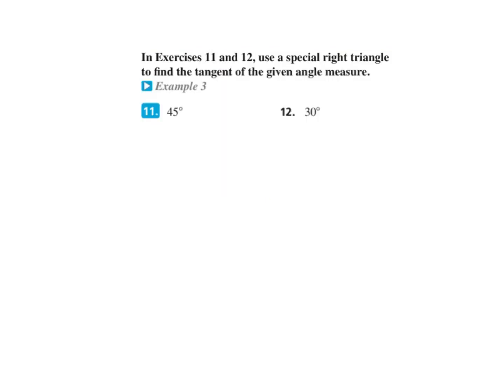Use a special right triangle. Notice it has to be a right triangle to find the tangent of the given angle measure. So if we're using 45 degrees here, the other one has to be 90 degrees. And we already know that this has to be 45 as well from the last lesson. So if we say this is angle A, let's see here.